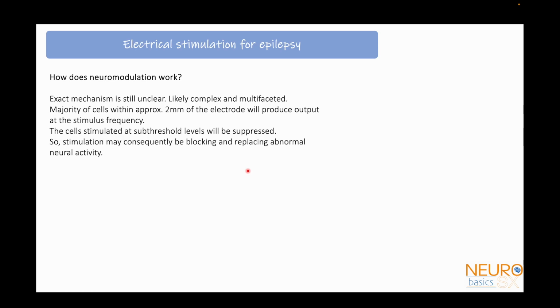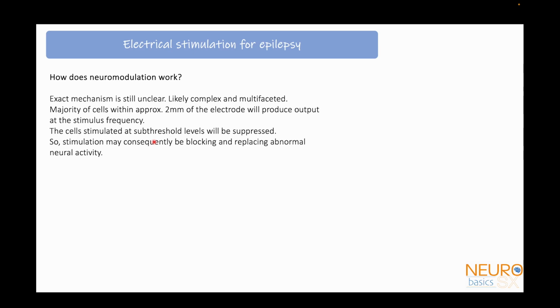Now, overall, how does neuromodulation work? The exact mechanism is still not clear. Most likely it is complex and we just don't know all the different facets involved. What has been found is that once you put an electrode into a tissue, whatever tissue is within 2 millimeters of the electrode will work and will produce an output at this frequency that you're stimulating at. Now, whatever is a cell outside of the 2 millimeters, that will be stimulated only at a subthreshold level, and because of that, it will be blocked, it will be suppressed.